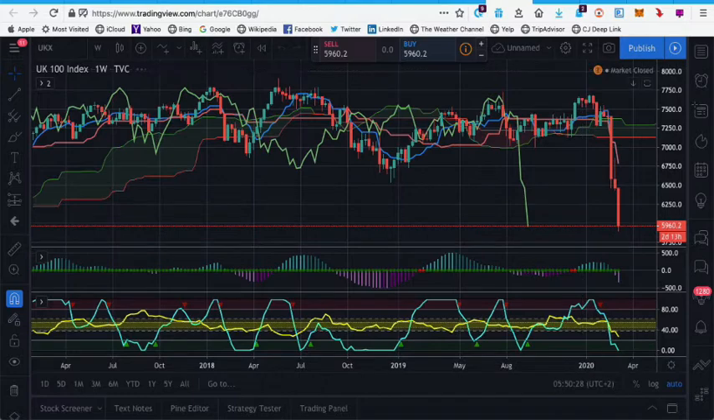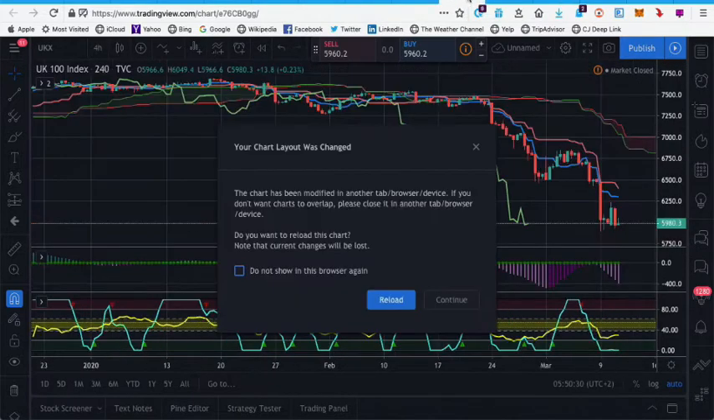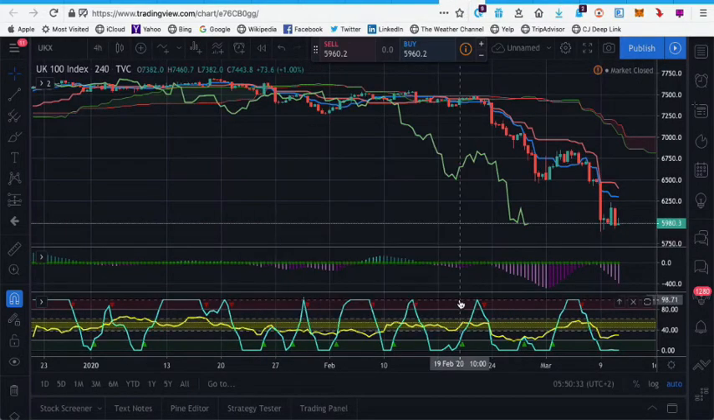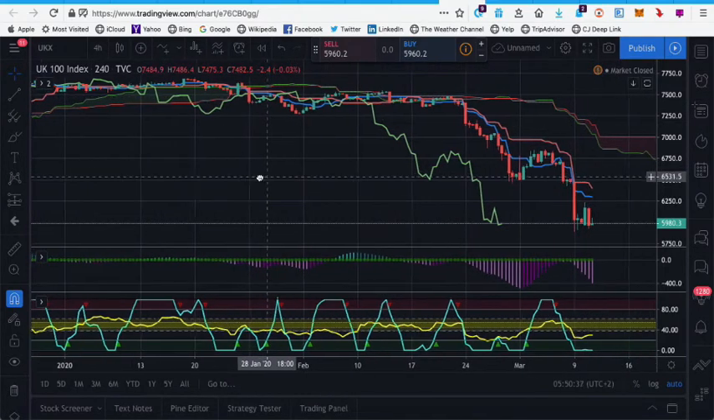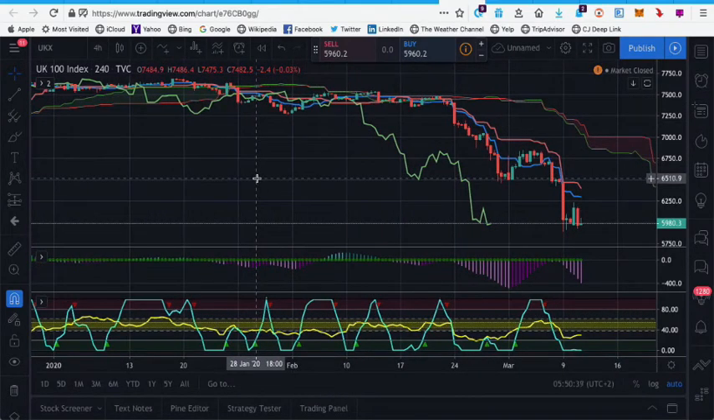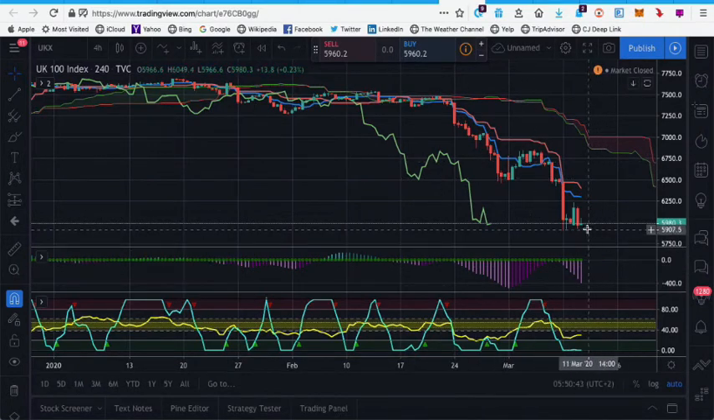So let's have a quick look at the daily chart. You'll have to excuse all these chart layout changes. So again, as we can see, bearish, very bearish. The day's price action is not too far from the Kijun Sen.